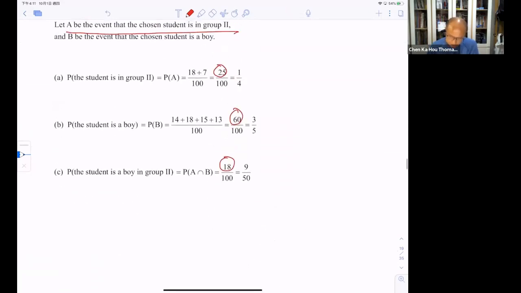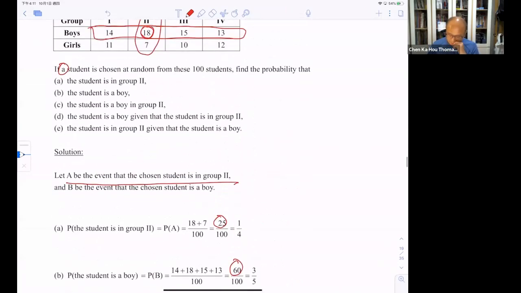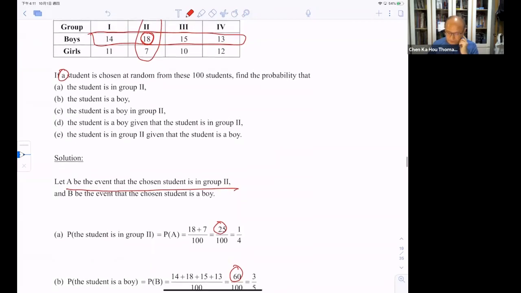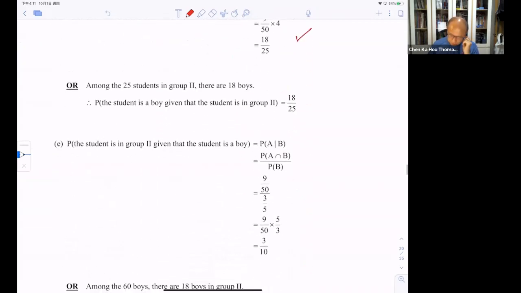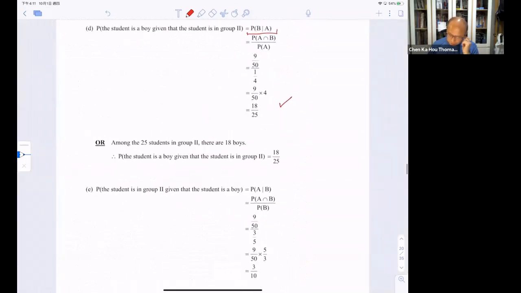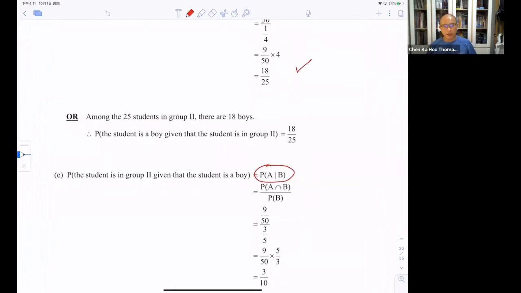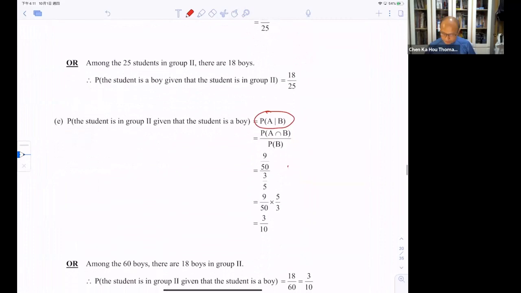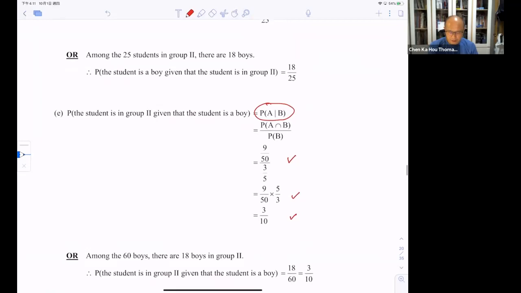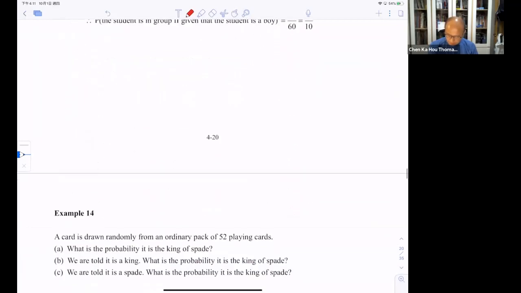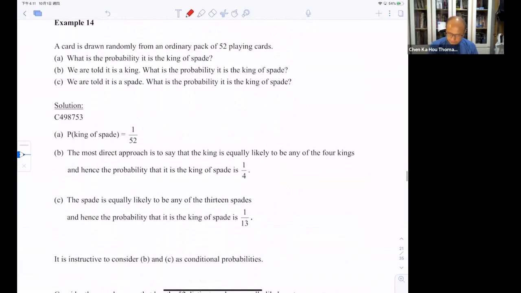And E is the student is in group 2, given that the student is a boy. In this case we reverse the two variables, it becomes A given B, which is A and B over PB. Similarly, we copy from above, so it is 3 over 10. This is the conditional probability. Are you clear?